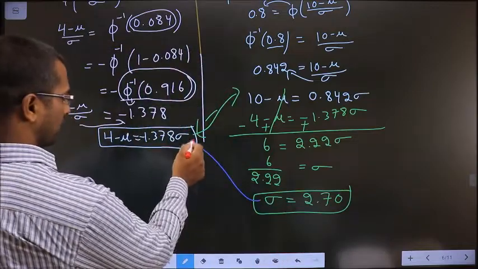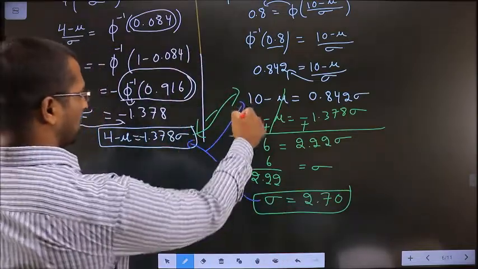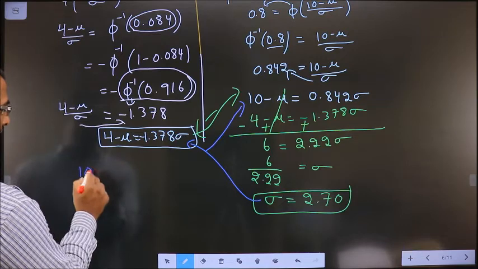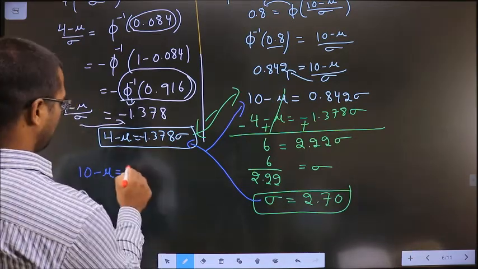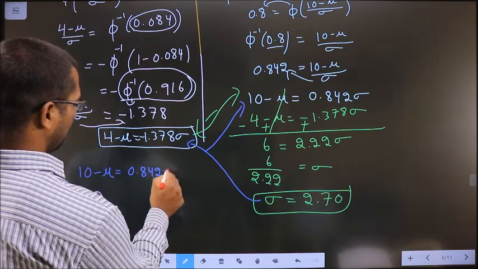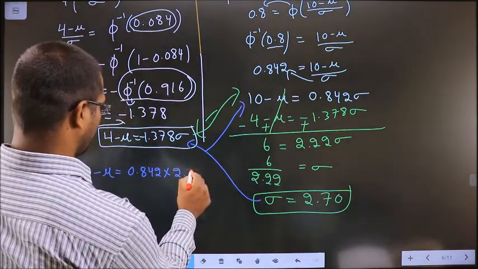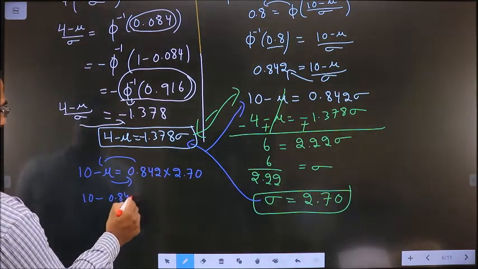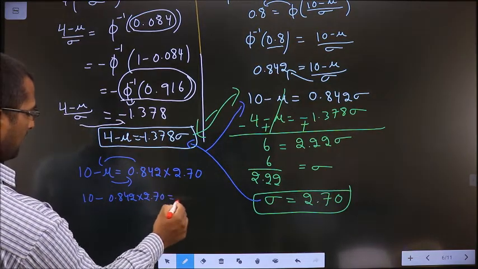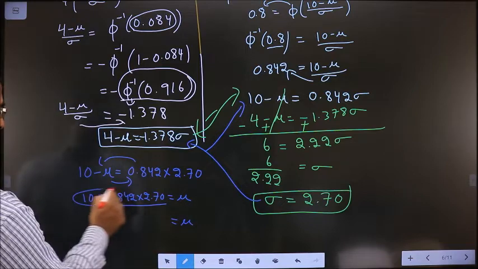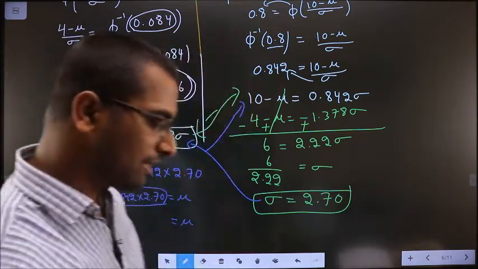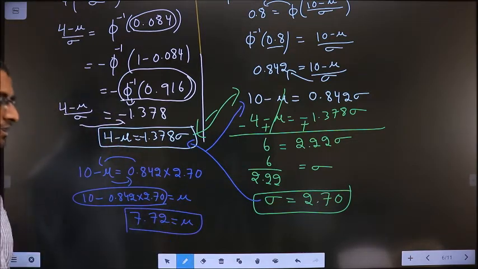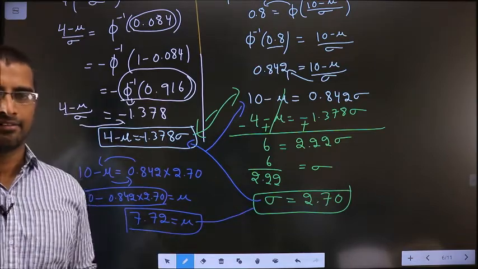Okay, substitute this over here, or in any equation, to get the mean. So if I replace in the first equation, 10 minus mean is equal to 0.842 into standard deviation, which is 2.70. Shifting mu to this side, 10 minus 0.842 into 2.70 is nothing but the mean. If you put this in the calculator, you get the answer to be 7.72. Okay, we found the mean and standard deviation.